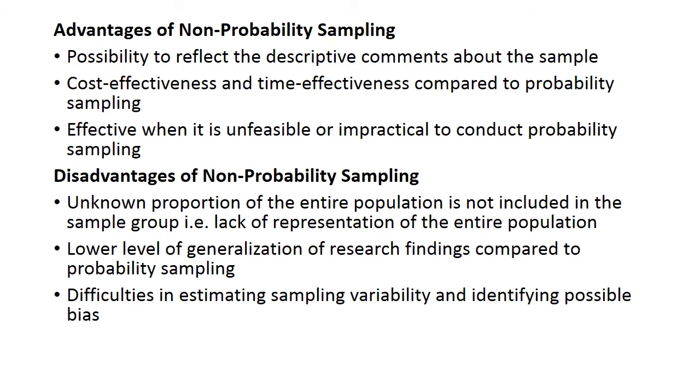Coming on to disadvantages, first is that an unknown proportion of the entire population is not included in the sample group. That is, lack of representation of the entire population. This is the one major drawback of this sampling. Second, a lower level of generalization of research findings compared to probability sampling. And the last is that it is difficult to estimate sampling variability.